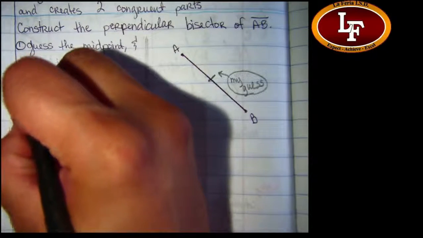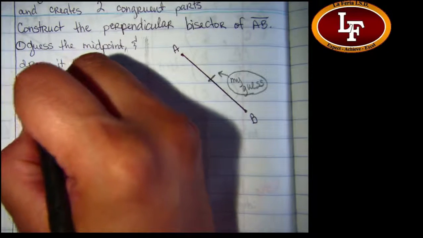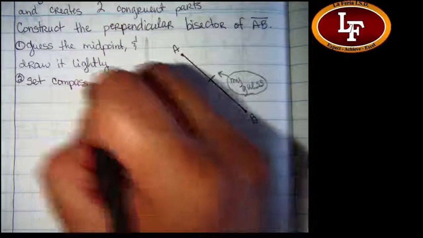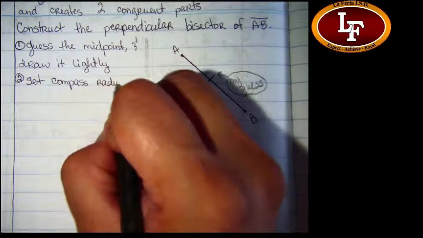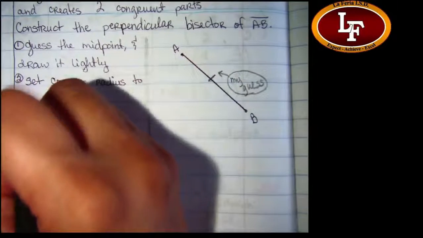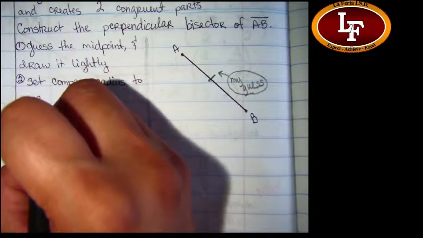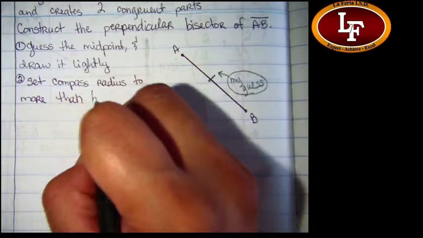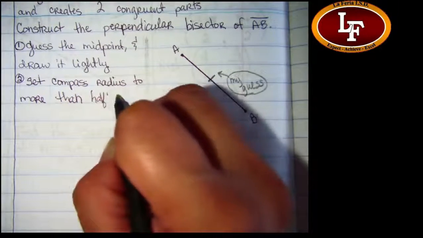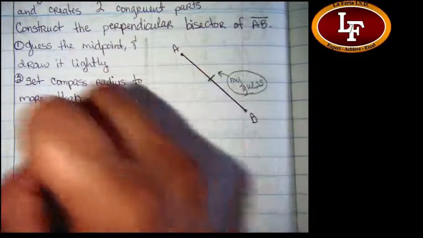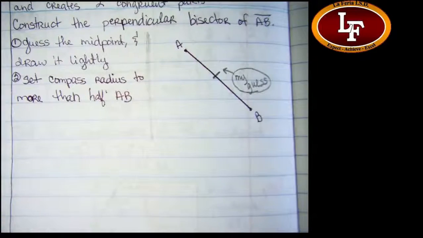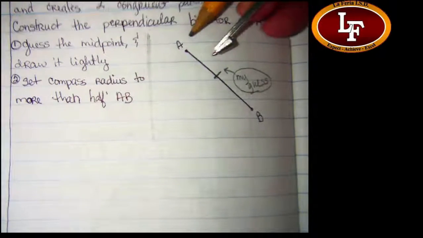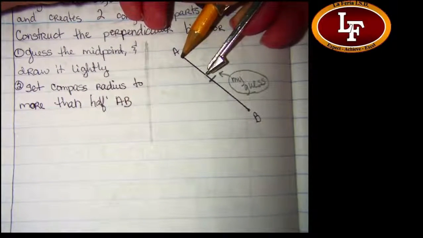The second step, using your compass, set the compass radius to more than half AB. So we're going to take our compass and set it to more than half of this.